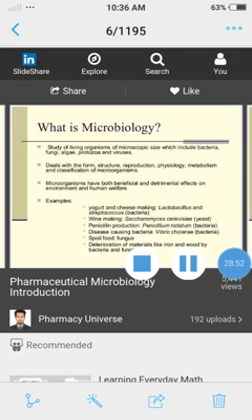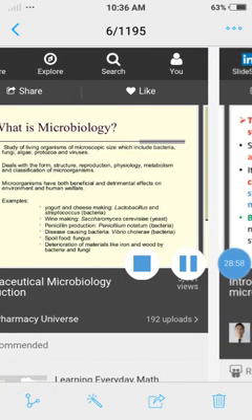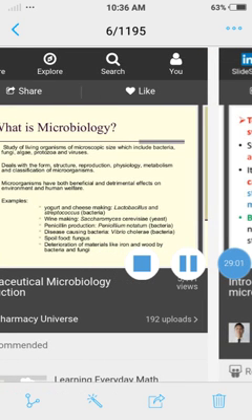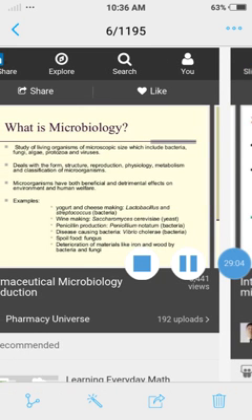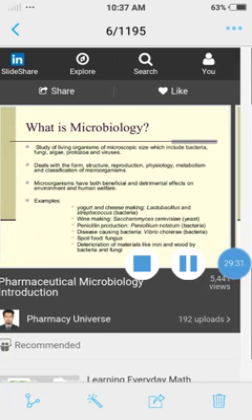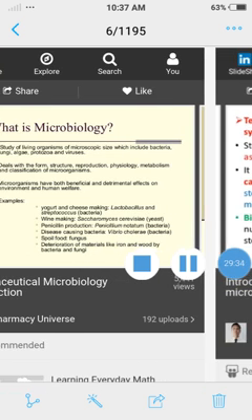Then deterioration of material like iron and wood by bacteria and fungi. Example, yogurt and cheese making, Lactobacillus and Streptococcus are examples of bacteria. Then wine making, Saccharomyces cerevisiae is an example of yeast. Then penicillin production, Penicillium notatum. Then disease causing bacteria, Vibrio cholerae, it is bacteria. Then spoiled food, it is fungus. Then deterioration of material like iron and wood by bacteria and fungi.